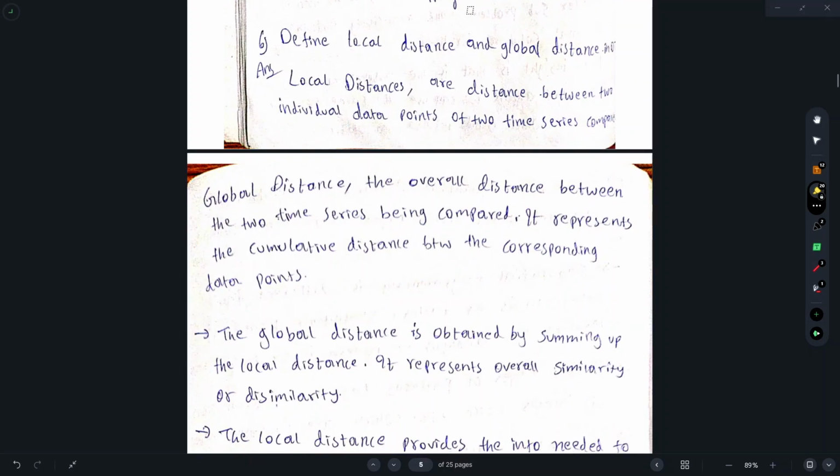So define local distance and global distance. Local distance is nothing but the distance between two local points, whereas global distance is nothing but the summation of these distances of local points.